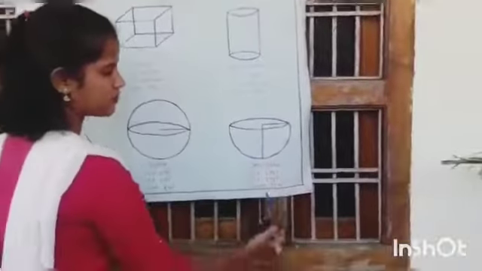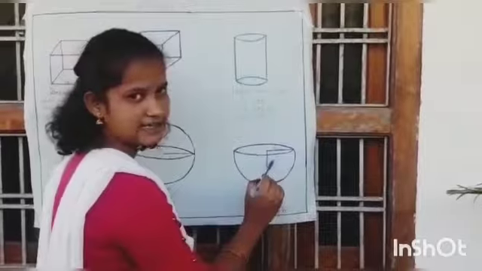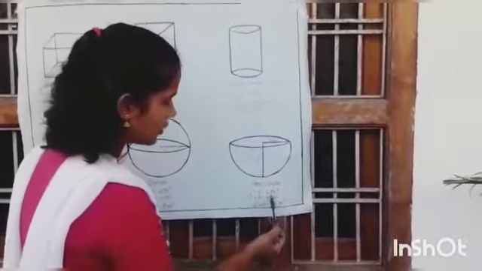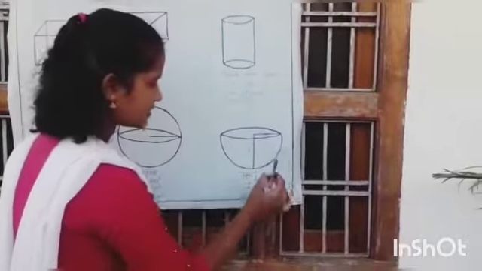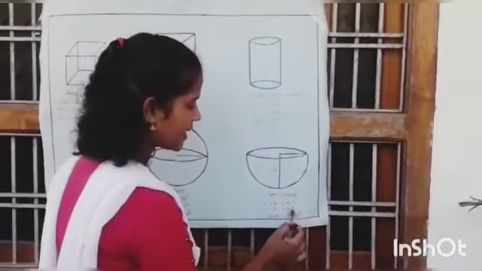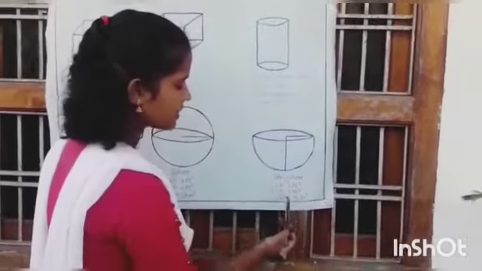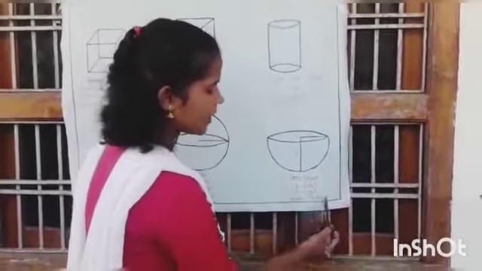The next one is the hemisphere. It has radius in the horizontal way and in the vertical way. So we use 2 pi r square for the curved surface area and 3 pi r square to calculate the total surface area of this hemisphere. The volume of this hemisphere is calculated using the formula 2 by 3 pi r cube.